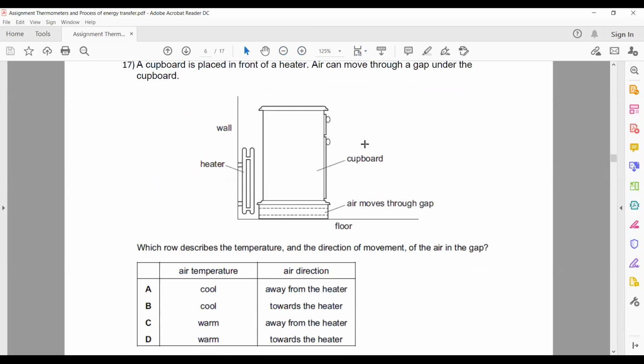A cupboard is placed in front of a heater. So you can see the heater is there and there's a cupboard and there's a gap. So air can move. The question is, which row describes the temperature and the direction of movement of air in the gap? Means which direction the air will move, towards right or left, and what kind of air is this? Hot air or cold air?